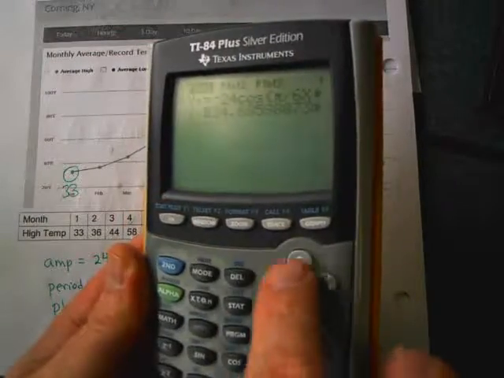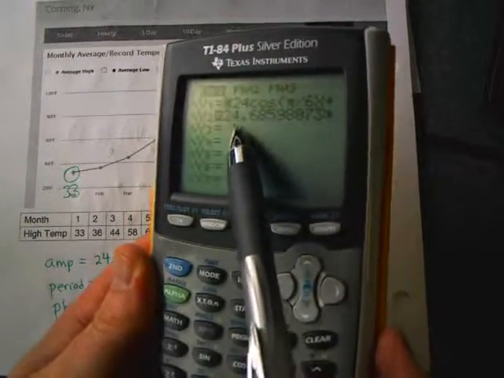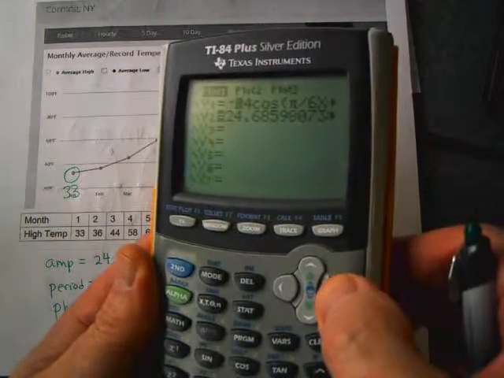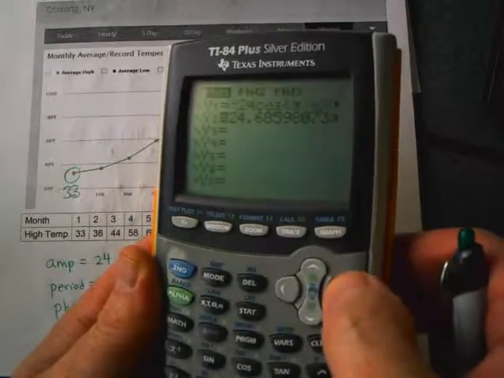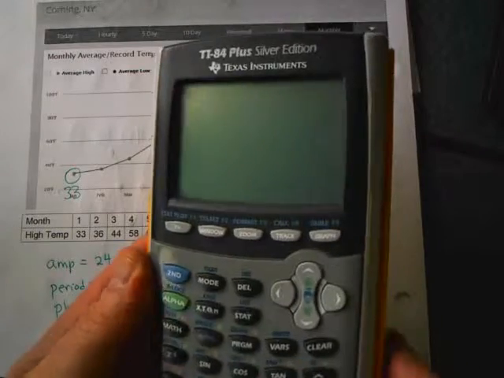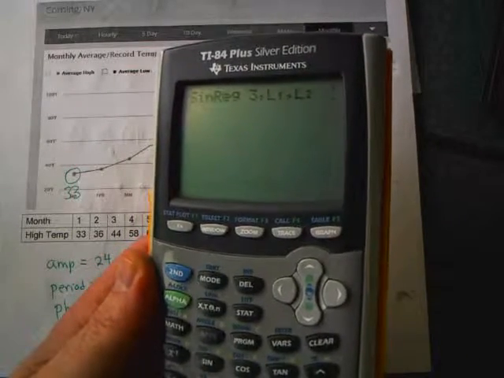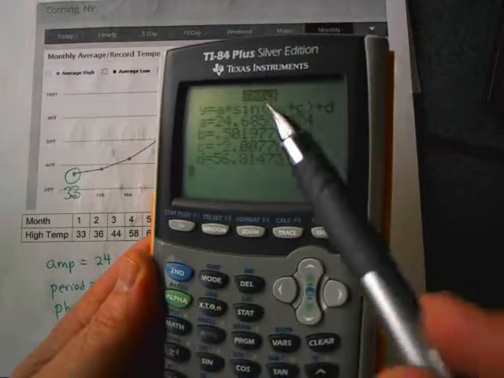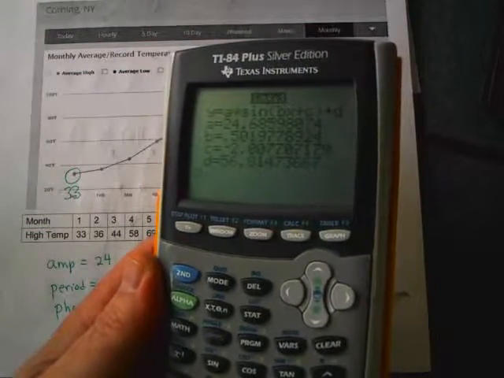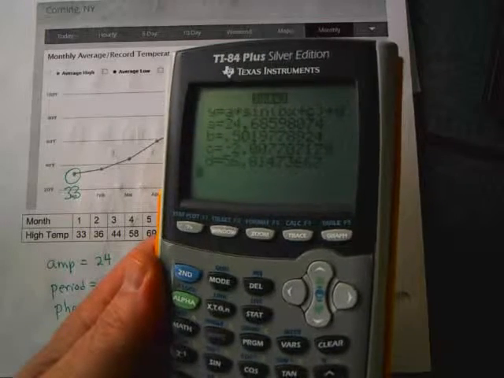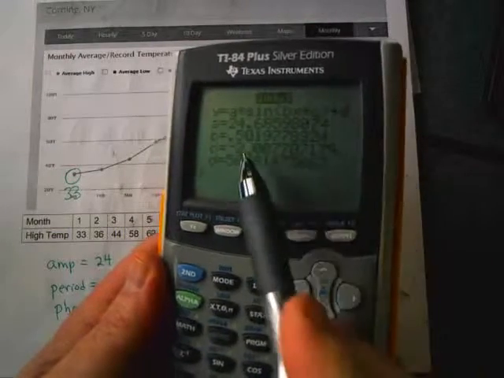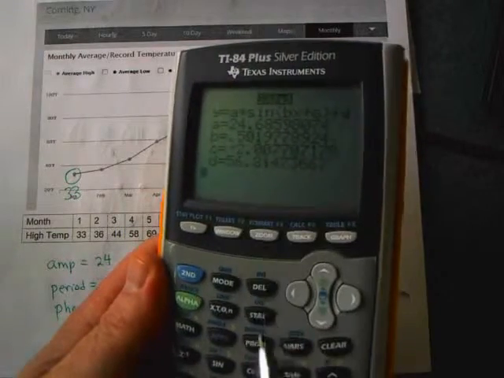But let's look. We said our amplitude was 24. The calculator says the amplitude should be 24.6. Pretty close. We had pi over 6 for our B number. The calculator says the B number should be 0.50. What's pi over 6? Well, pi is about 3.1. 3.1 divided by 6 is about a half. So we agree pretty much there.